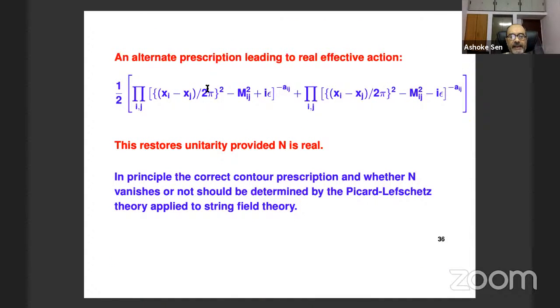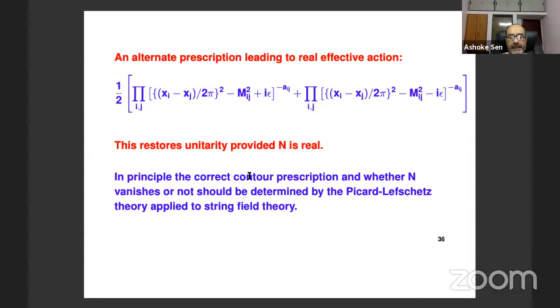So here, I suggest an alternative prescription to lead to a real effective action. And that's to average between the Lorentzian contour, which is this one, and what I can call the anti-Lorentzian contour, where we replace all the iε's by minus iε. One can show that this prescription leads to a real effective action. And this will restore unitarity, provided, of course, n is real. Okay, that's a separate problem.